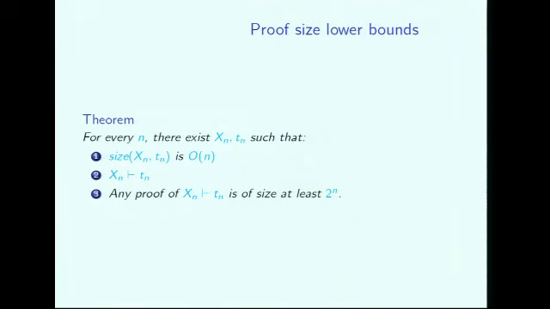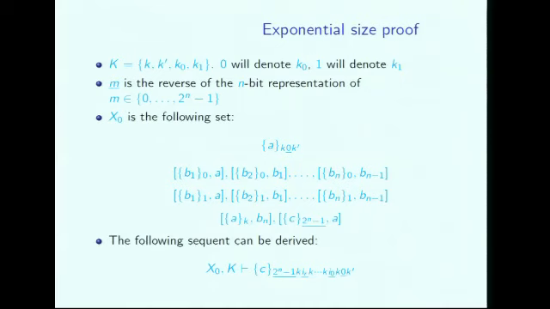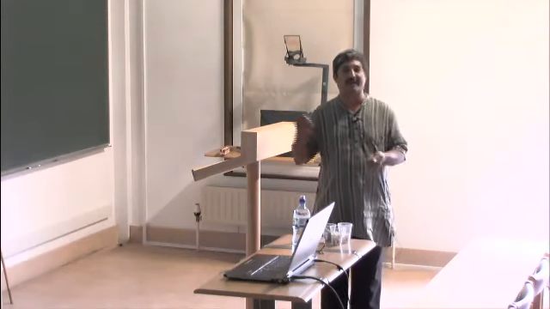So, what we show is that for any n there exists a set of terms xn and a term tn such that the size of this input is order n and tn is derivable, but any proof is of size at least 2 power n. I will not bore you with the details of this. If somebody is interested, I can talk about this later on, but this is basically a coding that we make use of to show that an n bit counter can be simulated by doing this.